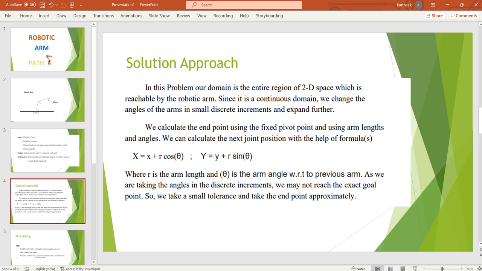Now let us move to the solution approach. First, let us calculate the arm endpoint based on the angles. For this, we will be using 2D geometry. In polar coordinates, let us consider the arm length as r and the angle as theta. Then, based on the previous joint, we can calculate the position of the next joint using the formula x' equals x plus r cos theta and y' equals y plus r sin theta, and we can get the next joint. Similarly, we can find the arm endpoint if we apply the formula 3 times.